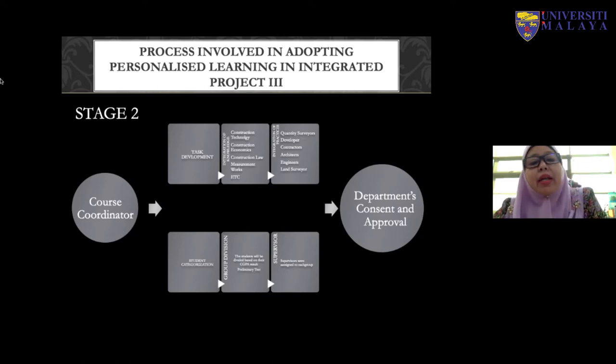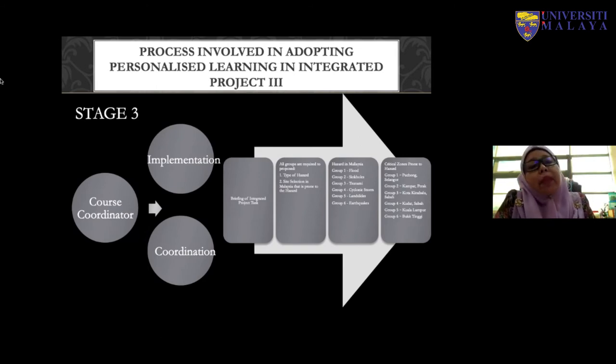And the second thing is student categorization. Students are divided based on their CGPA and their level of knowledge. Preliminary tests were given to the students to identify their level of knowledge, and based on that result, students were divided. We have to make sure that every group has a good student, and a student with a certain level of knowledge. So there will be a combination of weak and strong students, and on top of that, supervisors were assigned to each group to monitor, to administer, to advise, and to give consultation to the group. The task development and student categorization were also presented to the department to get their consent and approval.